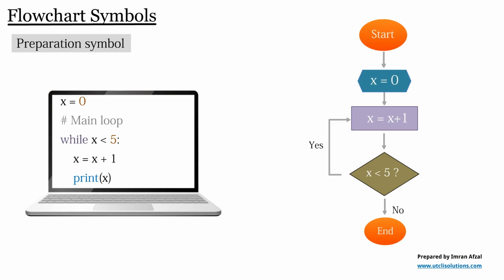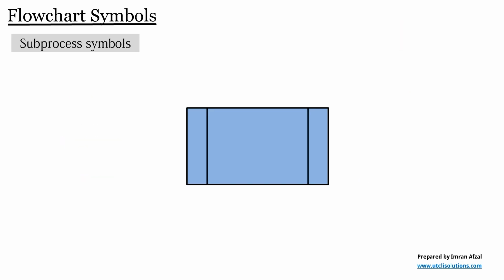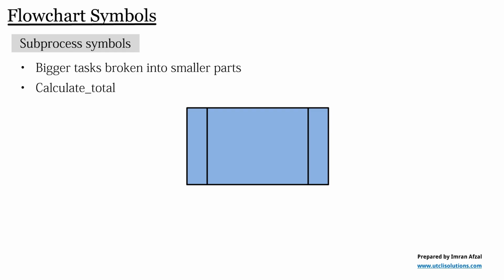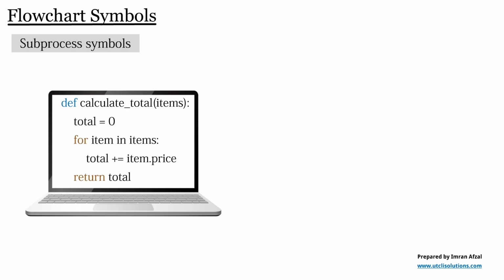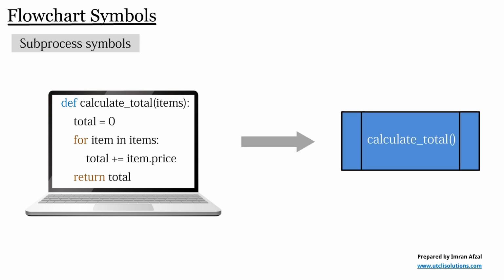Flowcharts may also contain subprocess symbols, which are rectangles with double edges. These symbols represent bigger tasks that are broken into smaller parts. For example, if your Python program contains a function like calculate total, you can represent the entire function as a subprocess symbol. Inside that subprocess, there may be many lines of code, but the flowchart keeps it simple by showing only the overall function name. This helps in dividing complex programs into small and understandable pieces.